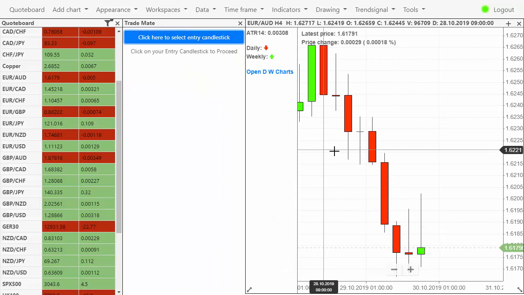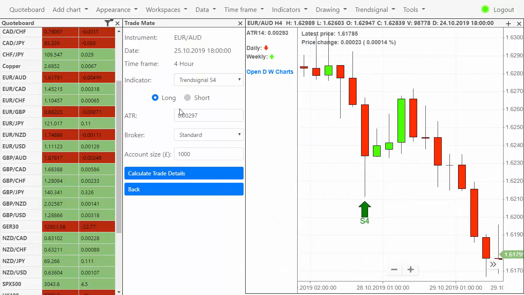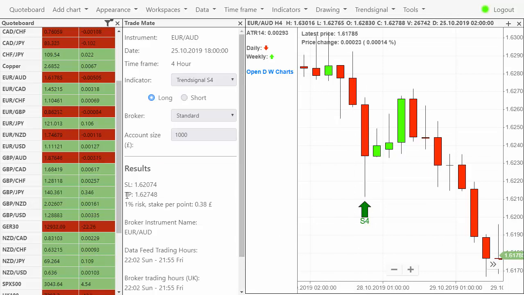So selecting the entry candlestick in question, we're going long. We're using the S4 strategy. ATR populated as standard, as I say. Choose your broker, choose your account size, calculate. That gives us the take profit and the stop loss. Again, the stop loss is to protect your account in case you get a significant drawdown in these particular trades.